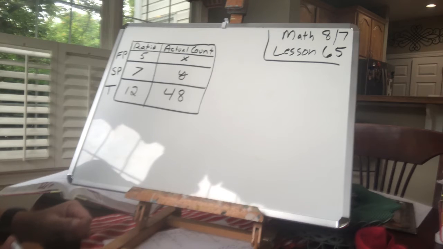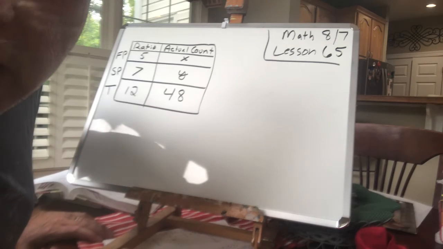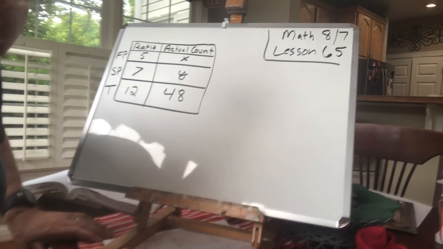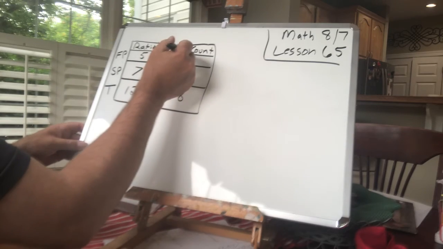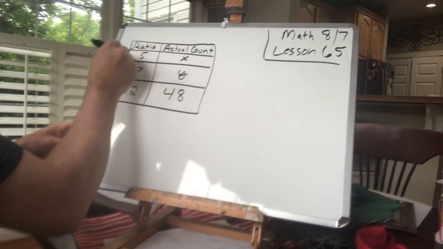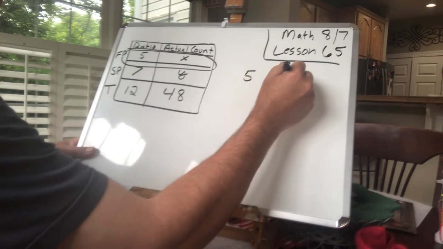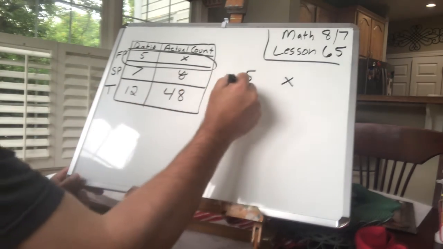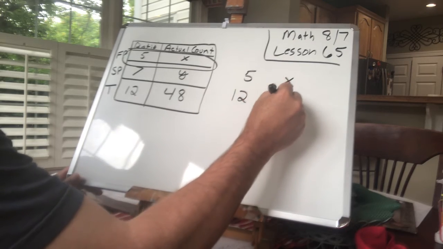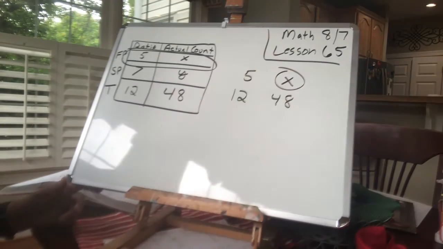So what do I want to do? I want to set up a ratio problem, which means I want to set up a cross multiply and divide. So it's asking how many football players were there? This is what they're asking right here. I'm going to circle it. I know there was 5, and then there was an X over here, right? And I also know the totals. There was 12, and there was 48. So there's one unknown that I need to find out.